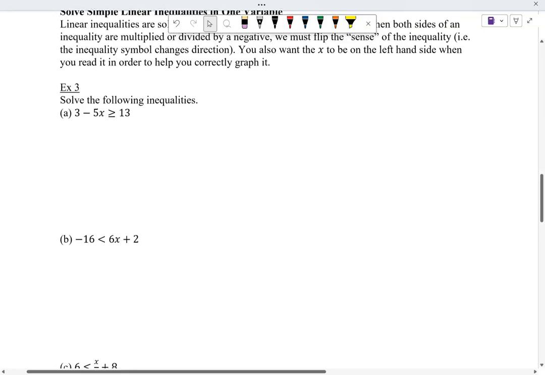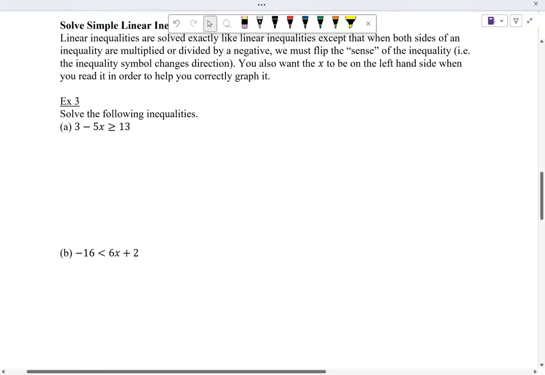Now let's go ahead and solve inequalities in one variable. This is just like with equations. The only difference is you got to flip the sense of the inequality whenever you multiply or divide by a negative. That's the one difference you got to remember. Everything else is the same.